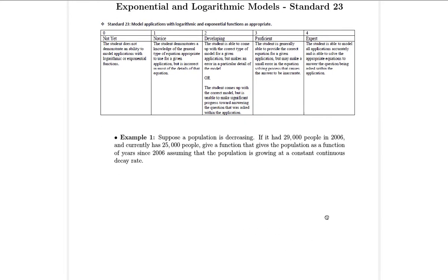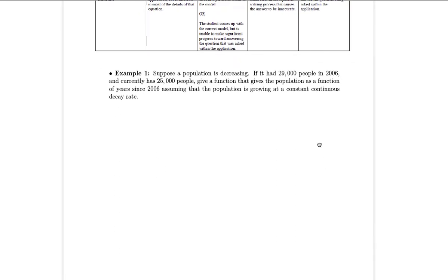All right, so hopefully you've had a chance to try both examples 1 and 2. So let's take a look at these. All right, so we have this population that is decreasing. It had 29,000 people in 2006. It currently has 25,000 people. And we want a function that gives the population as a function of the years since 2006.